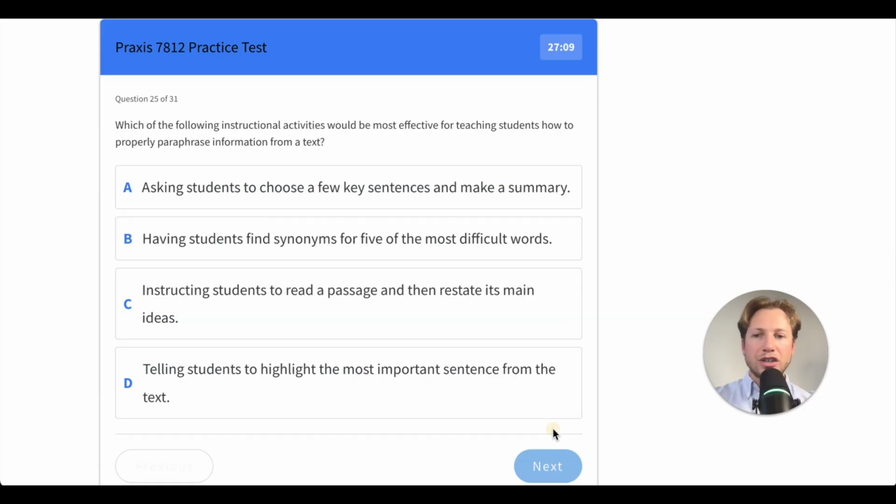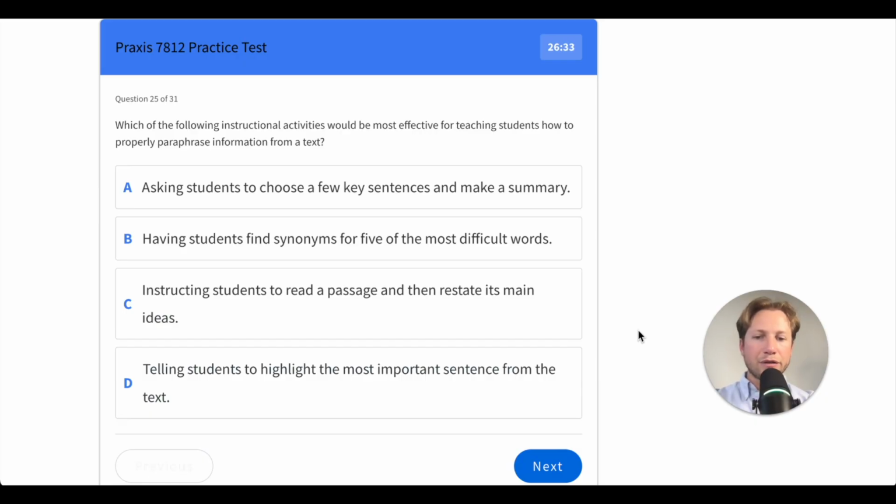Let's go on to question number 25. You're doing great. Thanks so much for sticking around. Which of the following instructional activities would be most effective for teaching students how to properly paraphrase information from a text? What do you think? A, B, C, or D? Instructional activities.